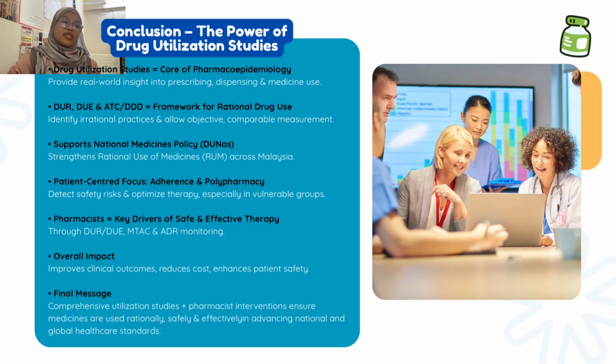In conclusion, drug utilization studies are a core pillar of pharmacoepidemiology because they show how medicines are truly used in real-world practice. Through tools like DUR, DUE, and the ATC-DDD systems, we can identify irrational drug use and measure consumption objectively across populations. In Malaysia, these evaluations directly strengthen DUNAS and support rational medicines use. By assessing adherence and polypharmacy, we focus on patient safety and treatment optimization.